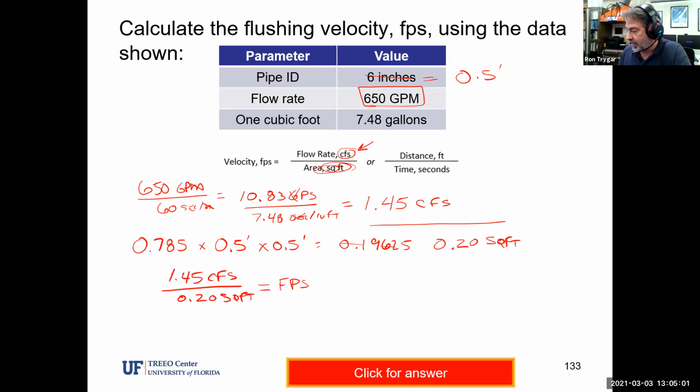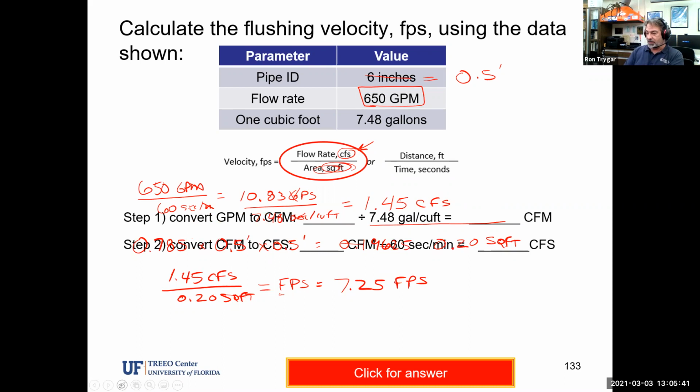The square feet right here, remember, is two foot numbers, and cubed feet is three foot numbers. So when we subtract two of the foot numbers away from the three, we end up with just a singular foot. That's why it's just feet per second. So let's go ahead and figure this out. 1.45 divided by 0.2, and I got 7.25 feet per second. All right, let's see if we got anything close to that.